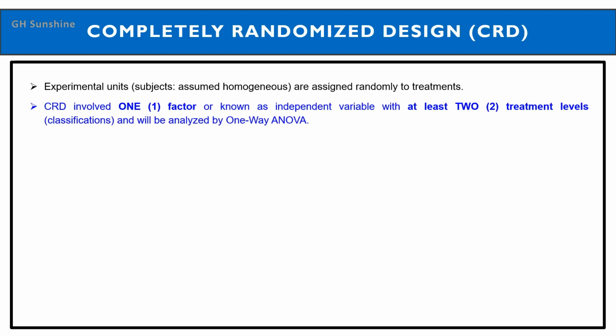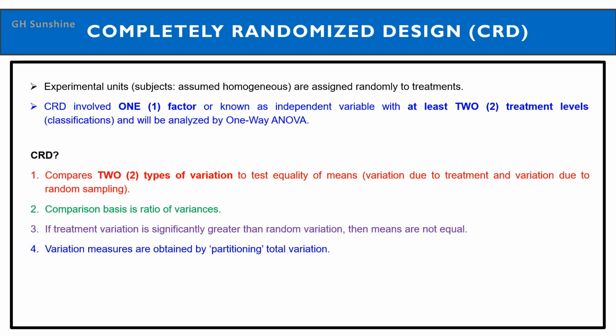CRD. Experimental units are assigned randomly to treatments. CRD compares two types of variations to test equality of means. Next, the comparison basis is a ratio of variances. Third, if treatment variation is significantly greater than random variation, then means are not equal. And last one, variation measures are obtained by partitioning total variation.